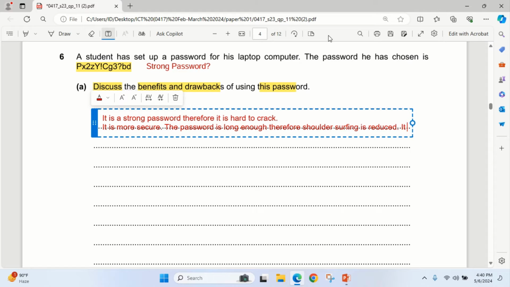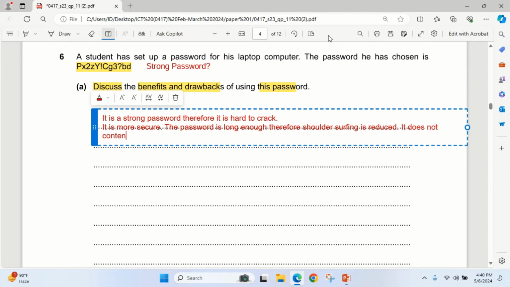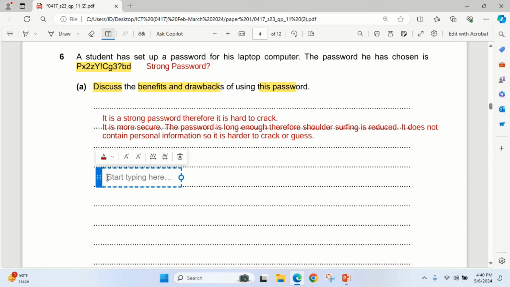So it does not contain personal information, so it is hard to crack or guess, okay, by somebody that wants to, you know, steal your information. So that's a good benefit. Then when we want to talk about the drawbacks is talking about limitation of using a strong password. So you could write that and say it is easy to forget as it has many different characters.